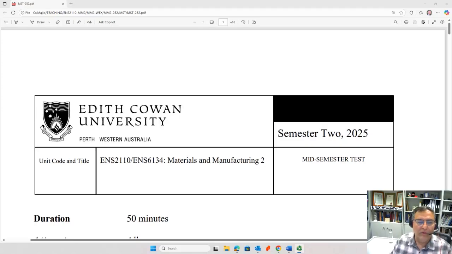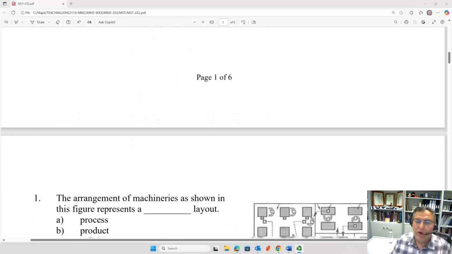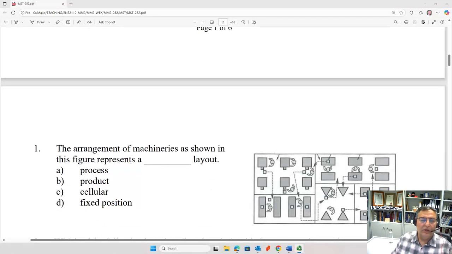Well, this is a quick review of mid-semester test questions. Question 1 is showing the arrangement of the machines in the typical layout, and it is asking us which type of layout for arrangement of the machines this is.